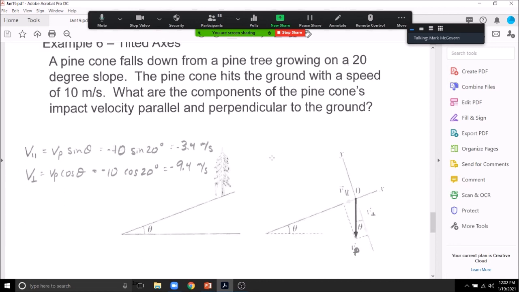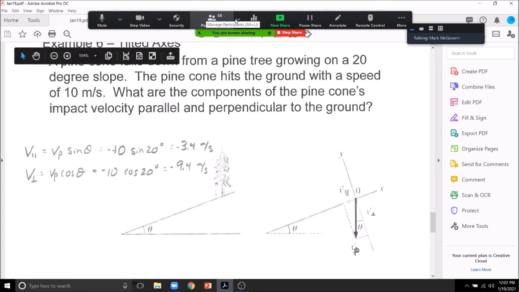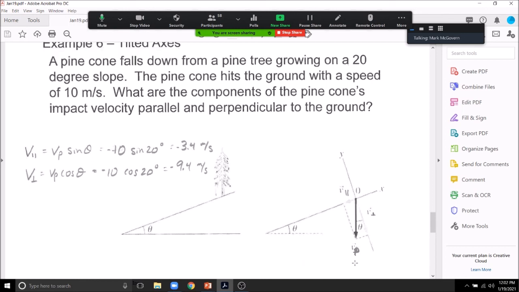All right, so a pine cone falls from a pine tree growing on a 20-degree slope. So we see a slope here. We got our pine tree. We got a pine cone that falls straight down. Now, I've drawn that vector right here, and I'm also going to draw on here a couple other vectors, because this vector here is defined just straight down, right?